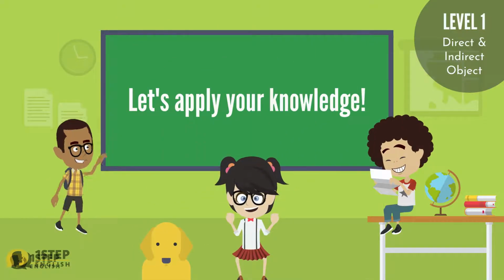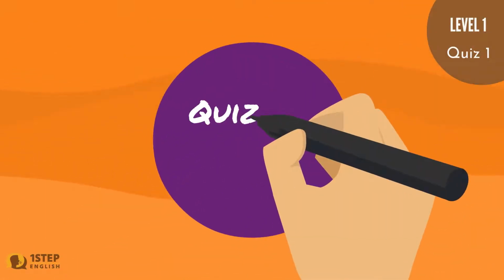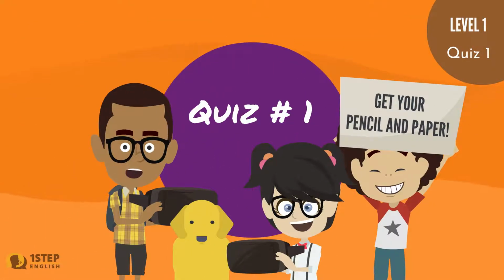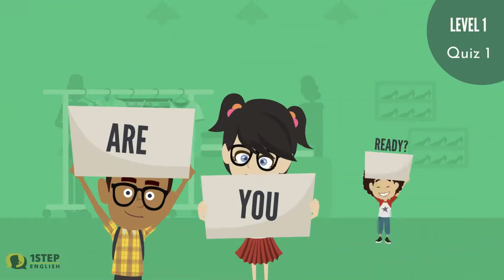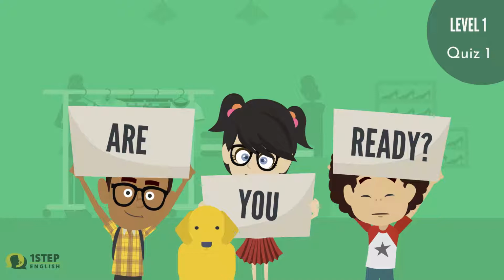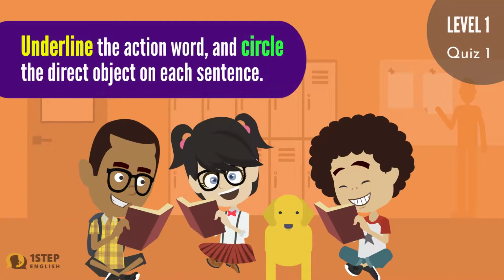Let's apply your knowledge. Quiz number 1. Ready your pencil and paper. Are you ready? Underline the action word, and circle the direct object in each sentence.